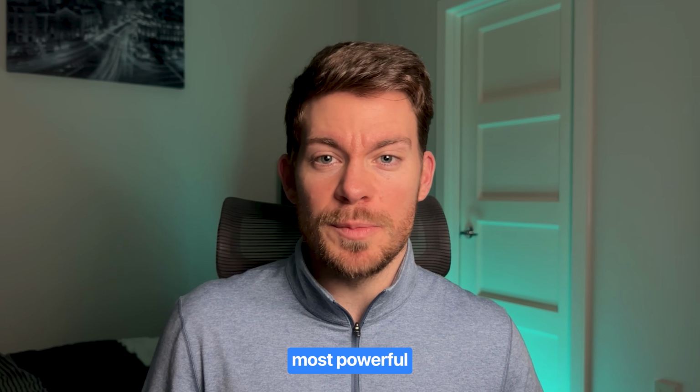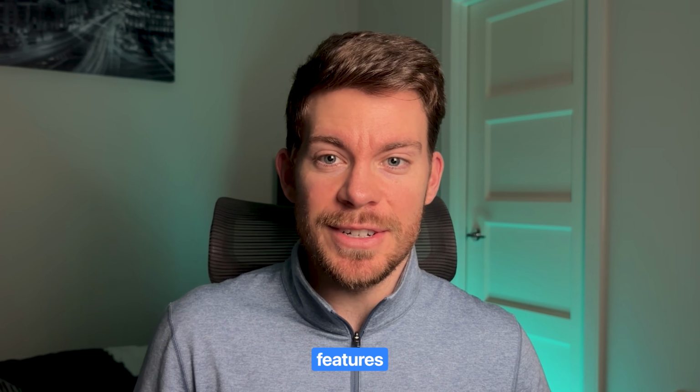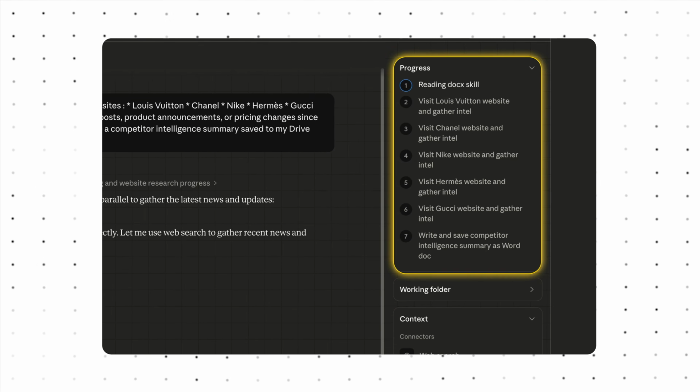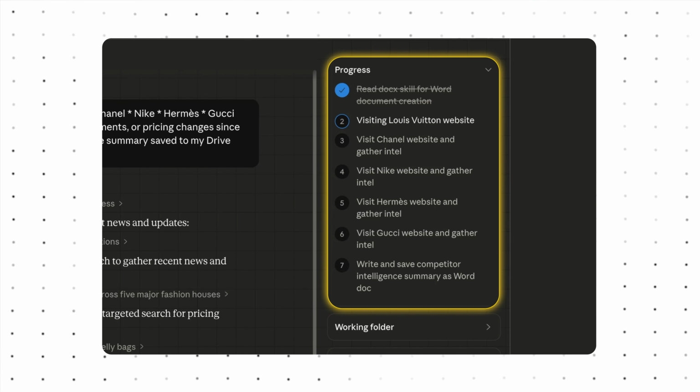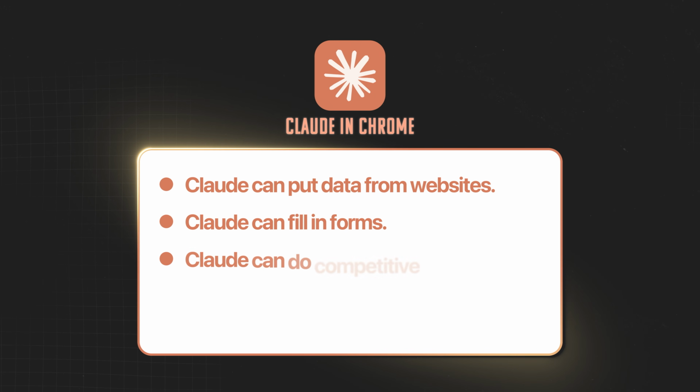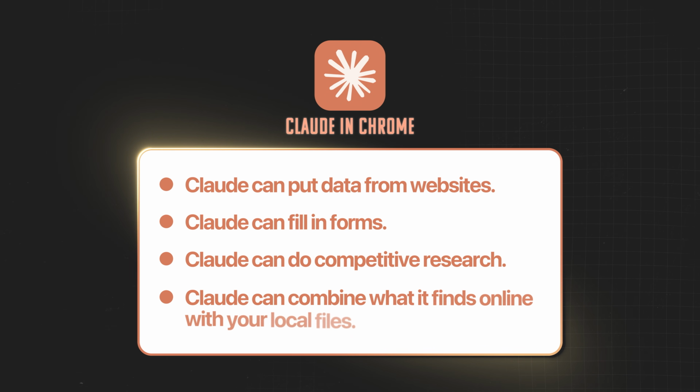One of Cowork's most powerful and most underused features is Claude in Chrome. If you enable it as a connector, Claude can browse the web as part of a task without switching windows. It can pull data from websites, fill in forms, do competitive research, and combine what it finds online with your local files, all in a single workflow.